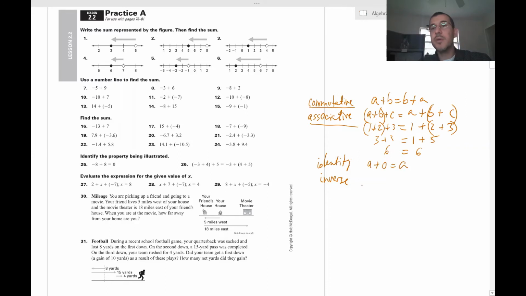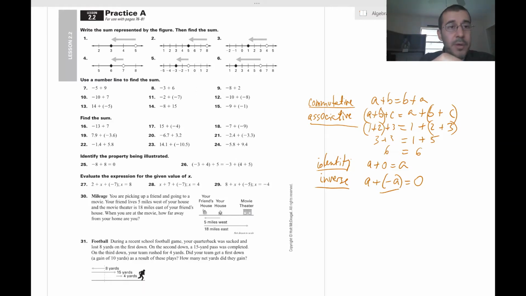And inverse is when you're adding up a number and its inverse and you get 0. So it's like 5 plus minus 5, and you get 0. That's the inverse. So it's basically A plus its inverse equals 0. These four are pretty much all the properties of this section 2.2. So let's start solving problems.